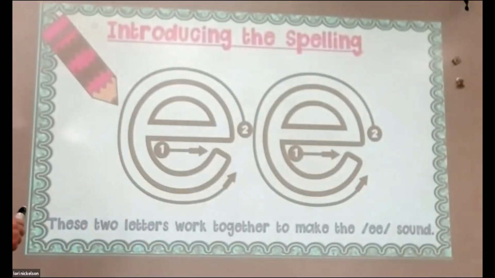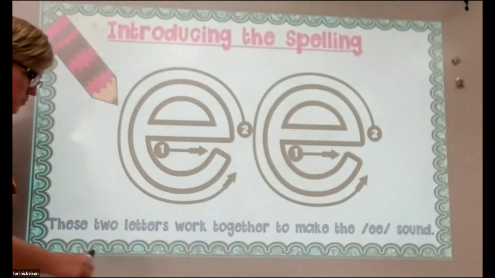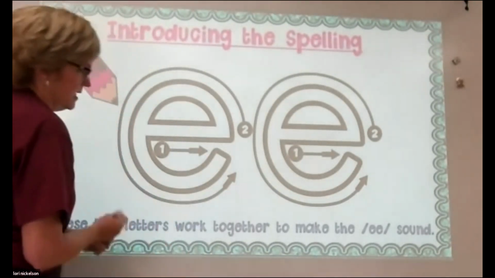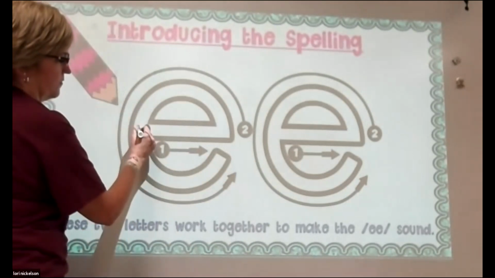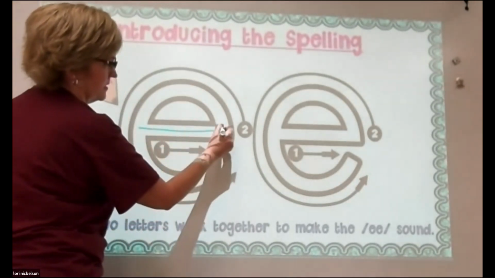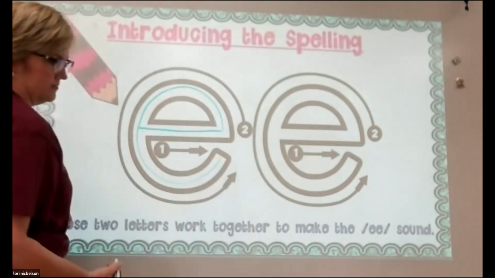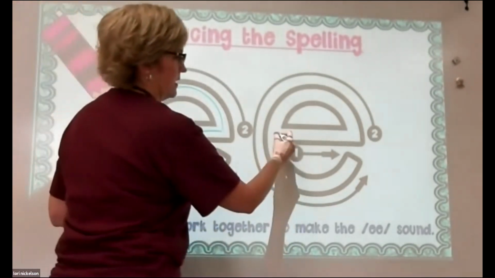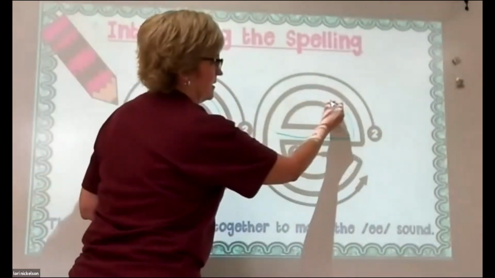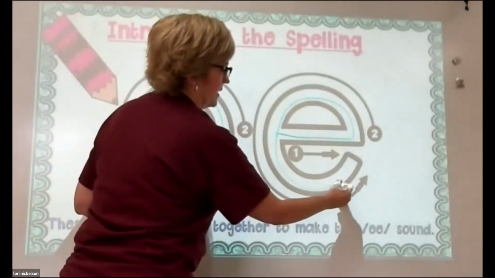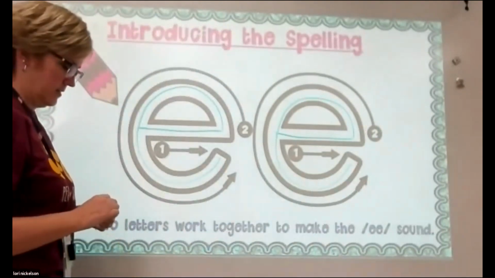So introducing the spelling EE. These two letters work together to make the E sound. And notice when you write EE, we go from left to right and back around. Left to right and back around. Great job.